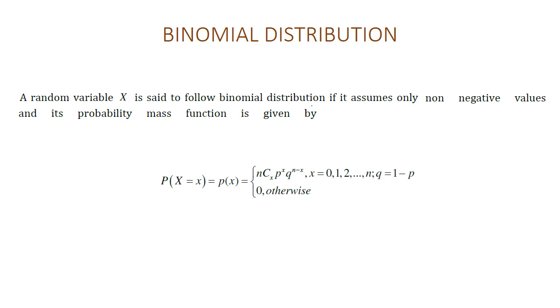Binomial distribution. A random variable x is said to follow binomial distribution if it assumes only non-negative values and its probability mass function is given by P(X = x) = nCx p^x q^(n-x), where x varies from 0 to n. The parameters p and q follow a relation such that q is equal to 1 minus p.